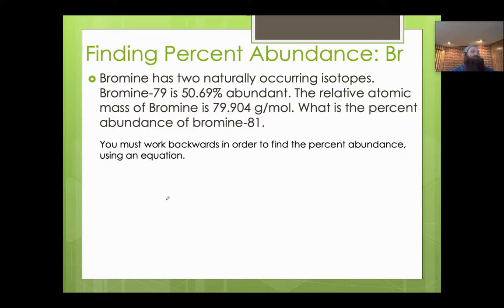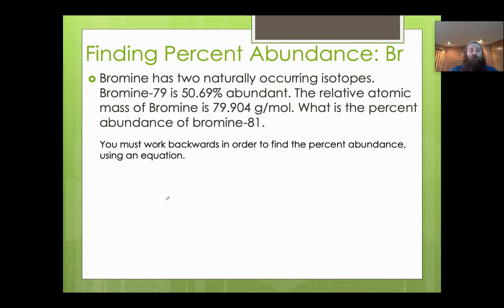It says, bromine has 2 naturally occurring isotopes. Bromine-79 is 50.69% abundant. The relative atomic mass of bromine is 79.904 grams per mole. What is the percent abundance of bromine-81? All right, so we're going to work this backwards.